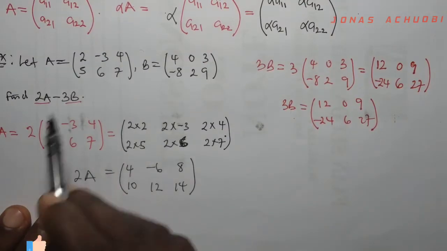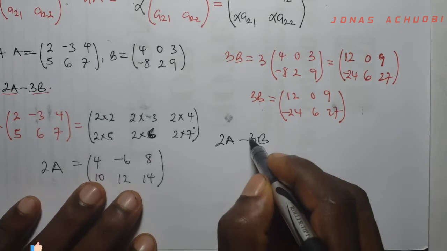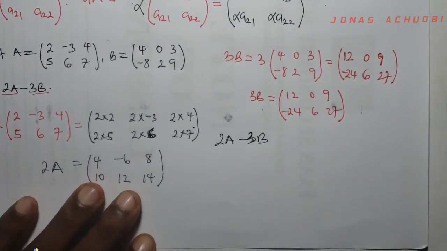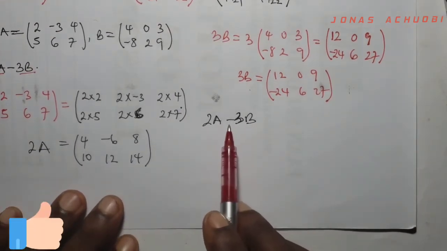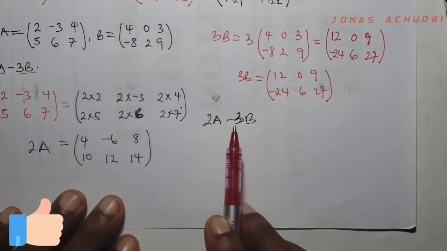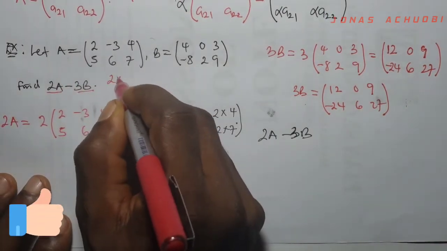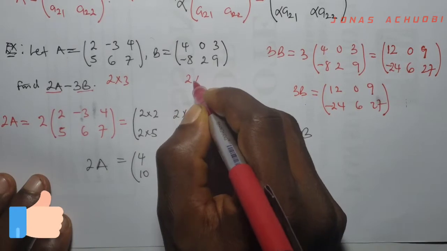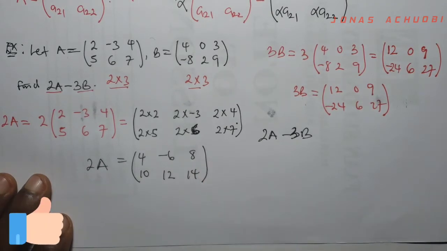So now we have 2A, we have 3B. We want to now find 2A minus 3B. And this simply means to subtract matrix 3B from matrix 2A. Now if you recall from our very first video on matrices, there's a condition that must be checked before we carry out matrix subtraction. And what condition is that? The condition is that the two matrices we are about to subtract or add must be of the same dimension or the same order. For instance, matrix A here is a 2 by 3 matrix. Matrix B here is also a 2 by 3 matrix. Therefore, the two matrices have the same order, hence we can go ahead to add or subtract the entries.